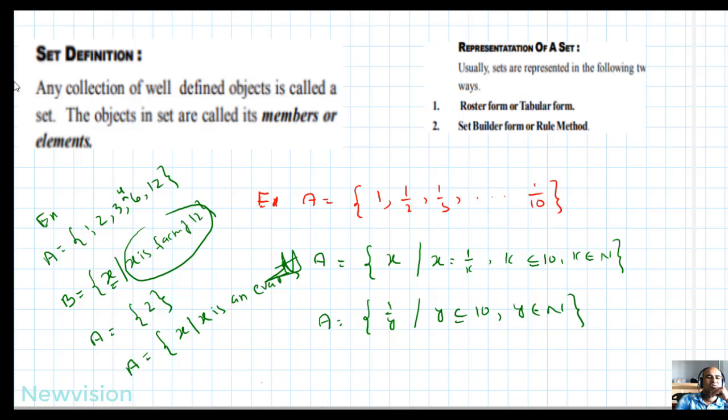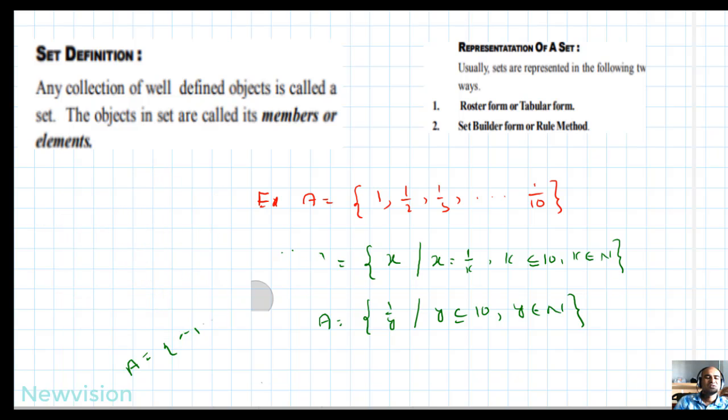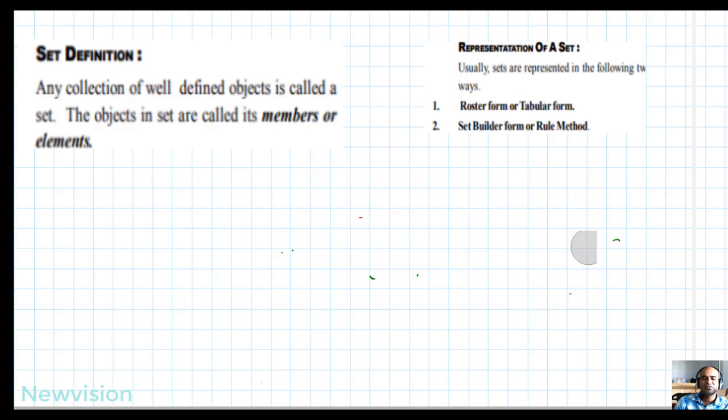Okay. So set builder form is more important than roster form, students. Roster to set builder form conversion is difficult. Set builder from roster is the easy one. So finalizing, set definition: any collection of well-defined distinct objects is called a set. The objects in the set are called members or elements. The belongs to and does not belong to symbols were also explained.